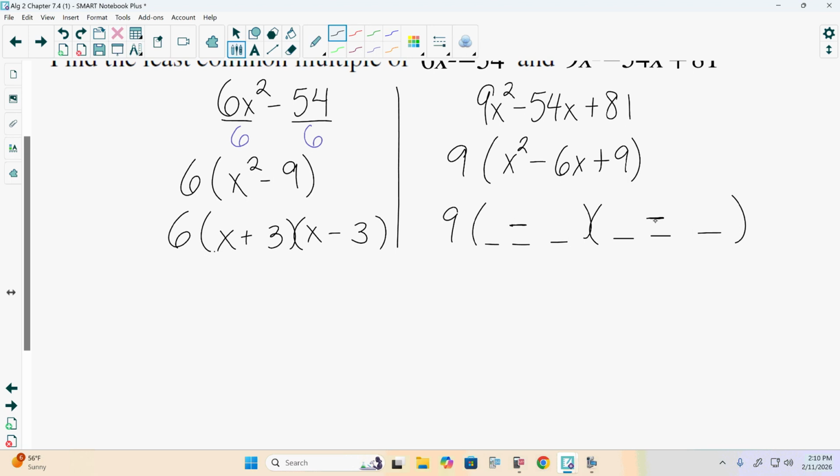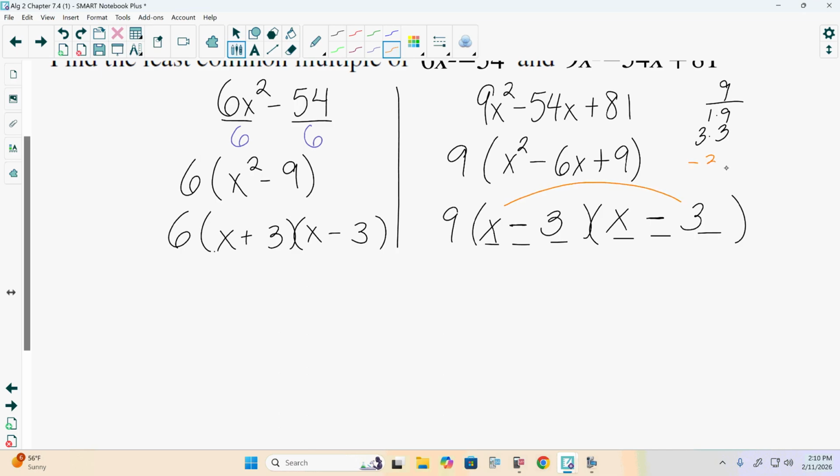Factors of the first term. Well, factors of x squared, we only have one set. They're going to be x and x. Factors of 9 are 1 and 9 or 3 and 3. And we're most likely going to be using what? 3 and 3. And we can check and make sure.